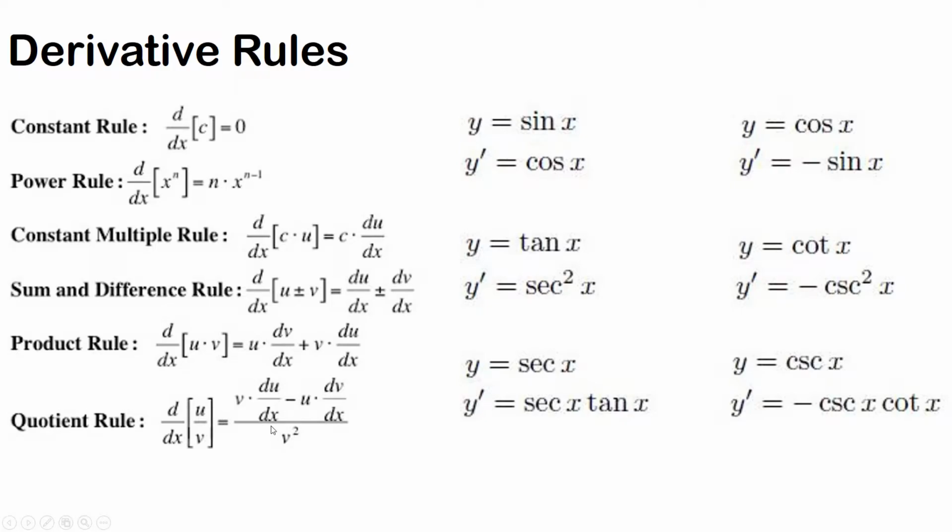Whatever helps you remember that. Low d high minus high d low, draw a line, square the low. That's how you understand the quotient rule.